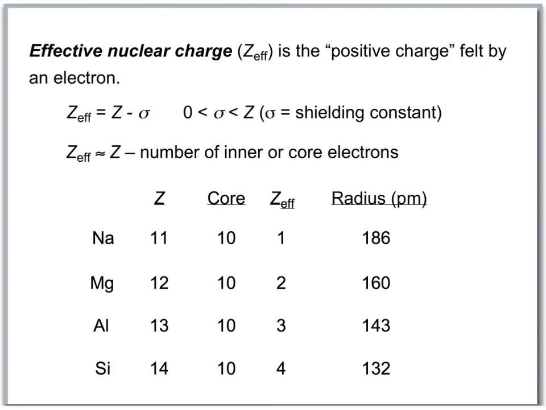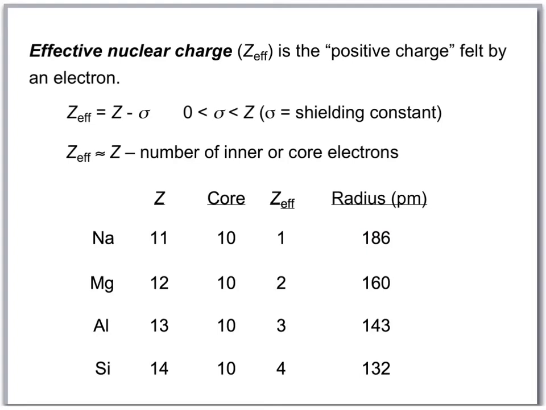In order to understand more periodic properties, we need to discuss the effective nuclear charge, otherwise known as Z effective. This is the pull felt by an outer electron from the nucleus. Now, Z effective is calculated as Z, the atomic number, minus the shielding constant. The shielding constant can be approximated as the number of inner or core electrons. And you can see that as Z effective increases, radius decreases.